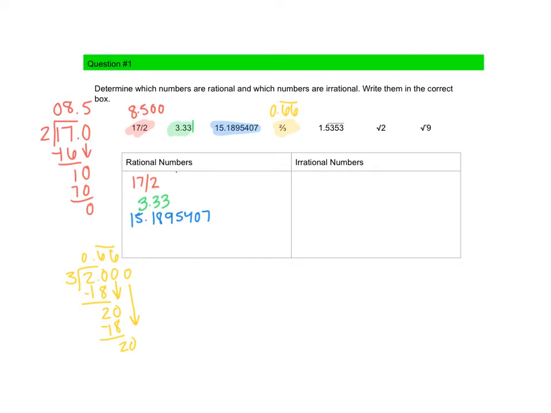But if it's repeating, can I determine what comes next? Yeah, it's predictable. Another 6 is always going to come next. So this is rational as well. I'm going to write it how they give it to me, 2/3. Next, we have a repeating decimal, 1.5353 repeating. If it's repeating, I know what comes next, so this is rational.